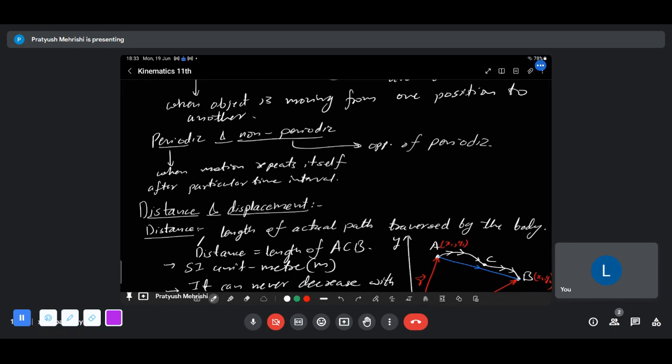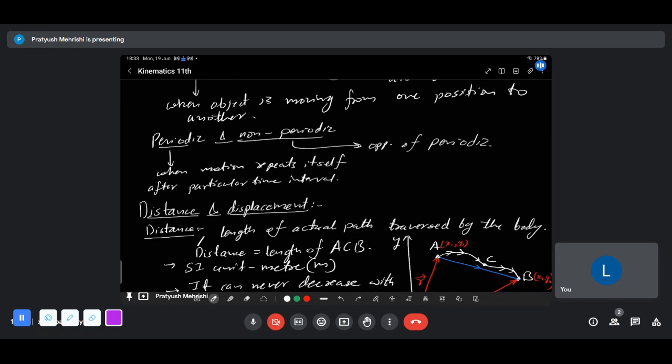Okay, fine. So, periodic and non-periodic motion is what? Periodic motion is like the revolution of Earth around the sun. After every year, Earth will again come at the same position with respect to the sun. And non-periodic motion is what? It might be returning, but it is taking a different period of time.